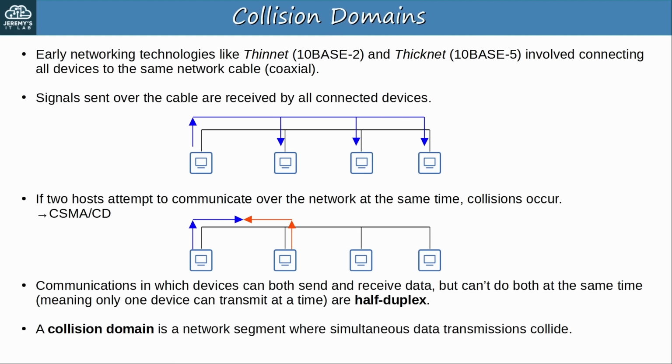And we use the term collision domain to refer to a network segment where simultaneous data transmissions will collide. So, when devices were connected together using thin-net or thick-net like this, they are all in the same collision domain. Only one device can transmit at a time.